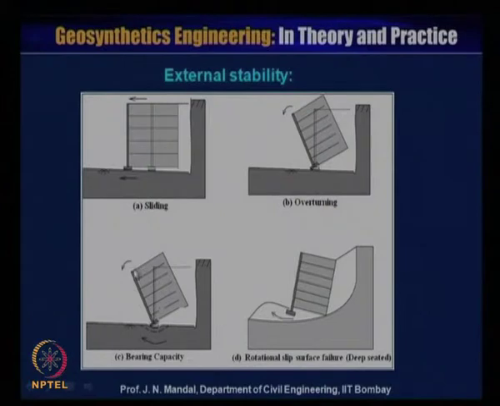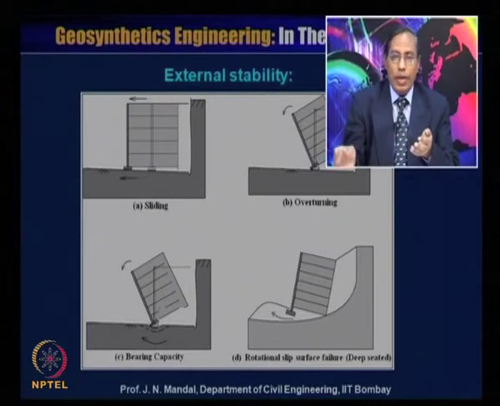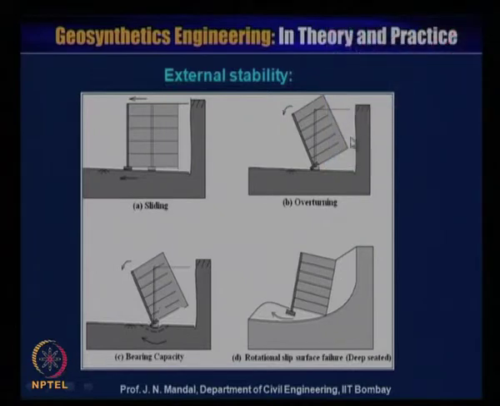When we design, the external stability is required. In external stability, there is a possibility of the geosynthetic reinforced soil wall sliding. You can see how the geosynthetic wall is sliding. So you have to check the factor of safety against sliding. Then you can see here how the wall is overturning. There is a possibility of failure by overturning. So you have to check the factor of safety against overturning.